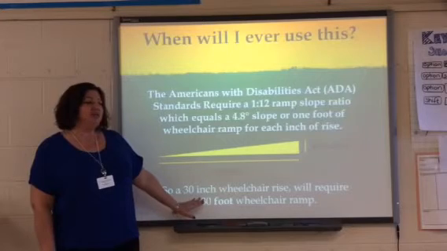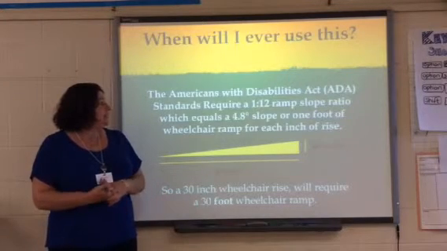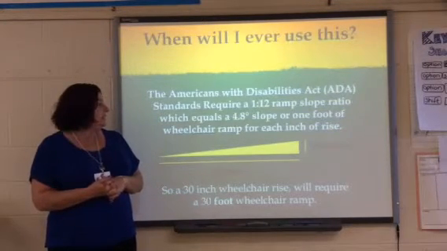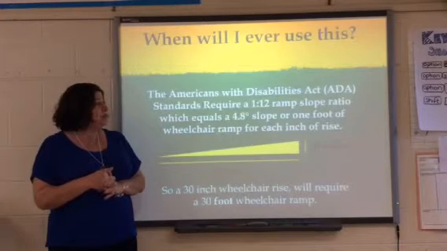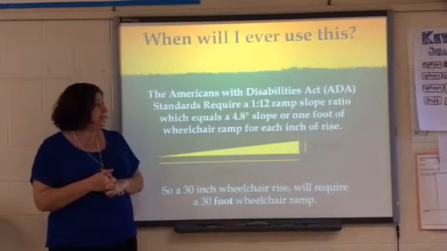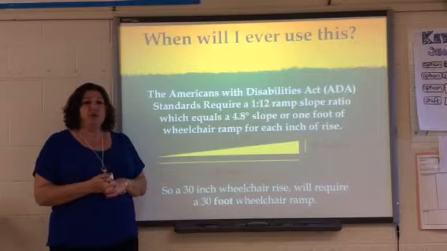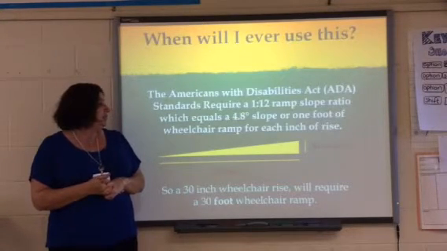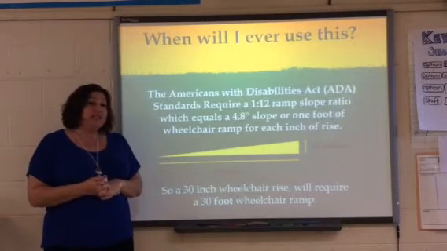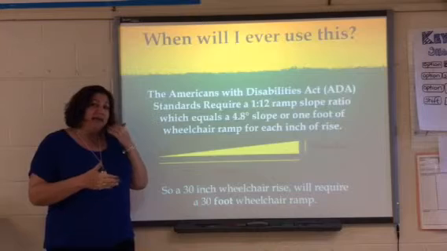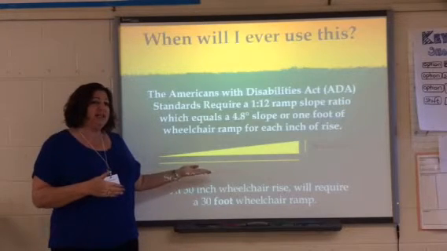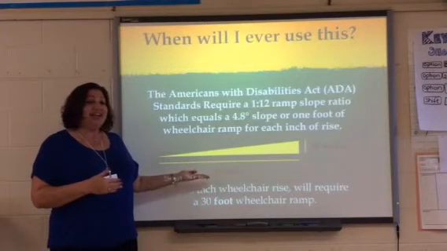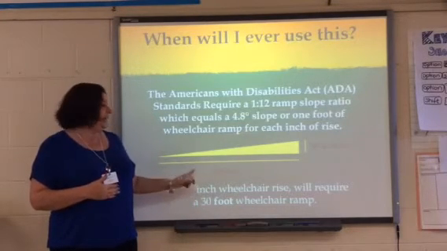Here's a little FYI for you. The Americans with Disabilities Act, or ADA, standards require that ramps have a 1:12 ramp slope ratio, which equals a 4.8 degree slope on 1 foot of wheelchair ramp for each inch of rise. So whenever you see a wheelchair ramp, it's actually constructed of what kind of triangle? That's right, it's a scalene right triangle.